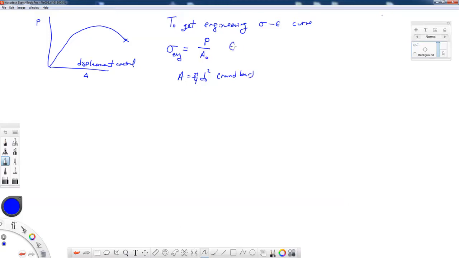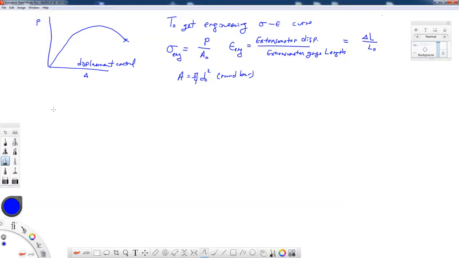And our engineering strain is going to be defined as our extensometer displacement divided by our original extensometer gauge length, which amounts to the change in length divided by the initial length for that extensometer gauge section.